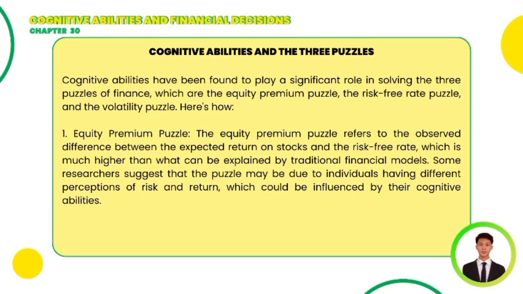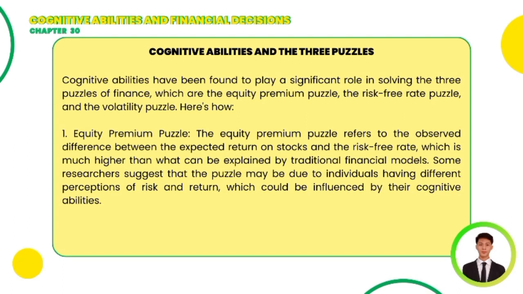Cognitive abilities have been found to play a significant role in solving the three puzzles of finance, which are the equity premium puzzle, the risk-free rate puzzle, and the volatility puzzle. And here's how. First is the equity premium puzzle. The equity premium puzzle refers to the difference between the expected return on stocks and the risk-free rate, which is much higher than what can be explained by rational financial models.